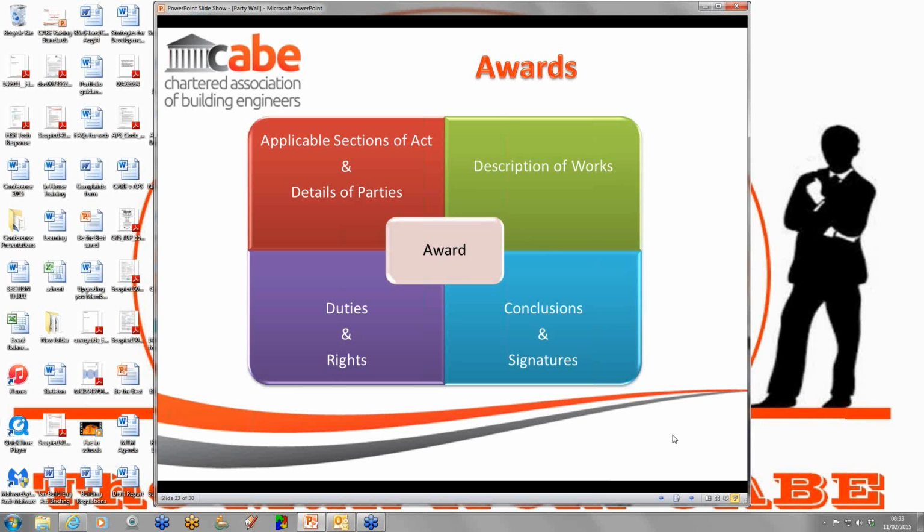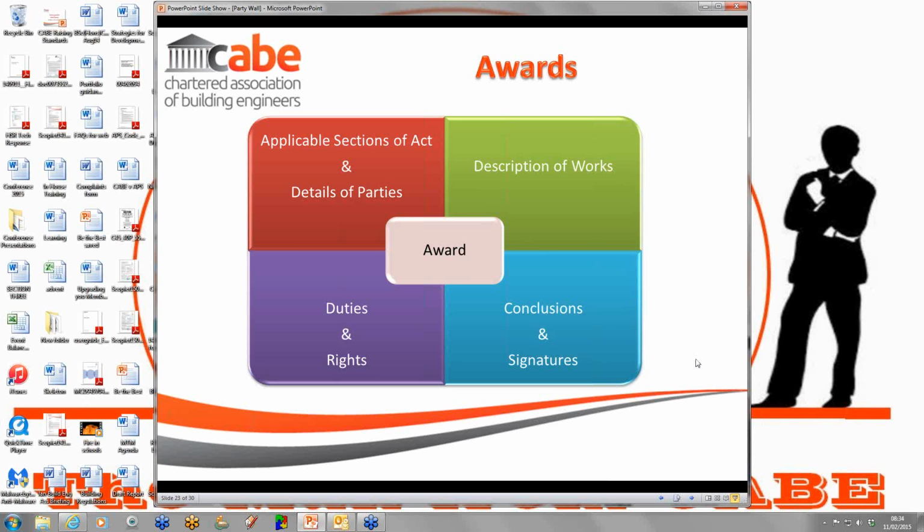Now, what you would expect to find in a party wall award would be details of which parts of the Act we're dealing with, so whether we're dealing with a 3-metre notice, a 6-metre notice, whether working on a line of junction or what have you, details of the parties involved, a full description of the works, a summary of the duties and rights under the Act in terms of things like access and the like, and then the conclusions and the signatures. And that may well include things like compensating matters and an issue in relation to payment.